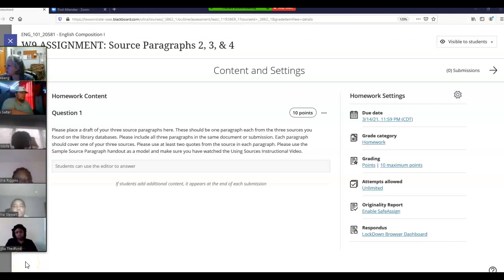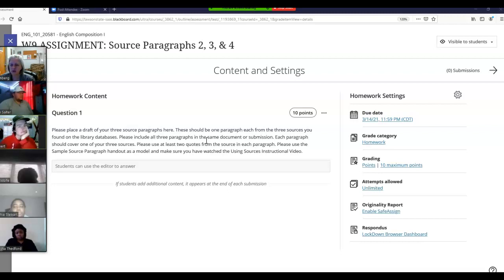All right, just for the recorder, remember that this is the assignment that's due Sunday. How many paragraphs are due on Sunday? Somebody tell me. 3. What does each paragraph cover? One source. So one of your library sources in each paragraph.